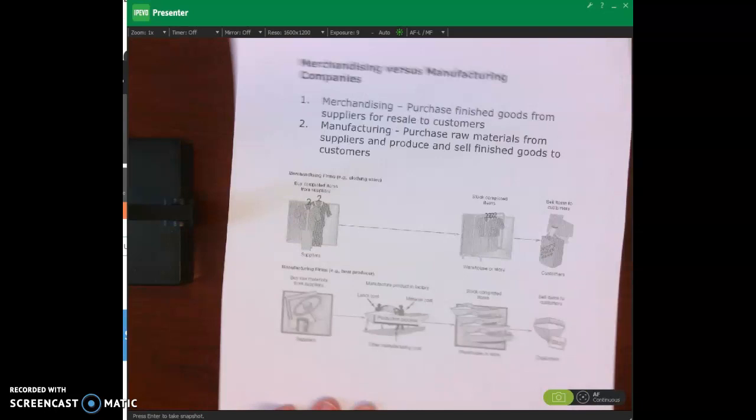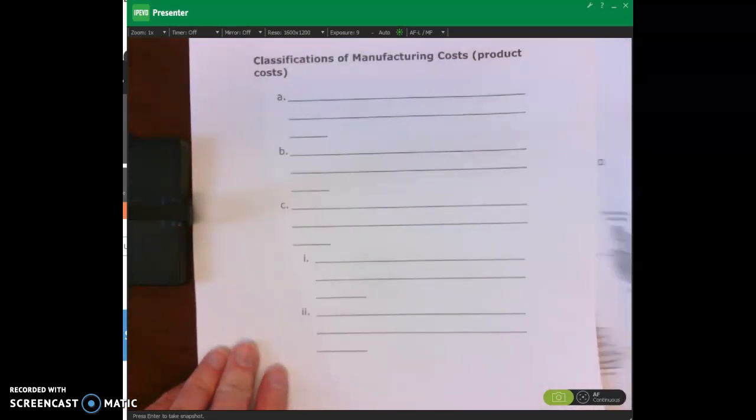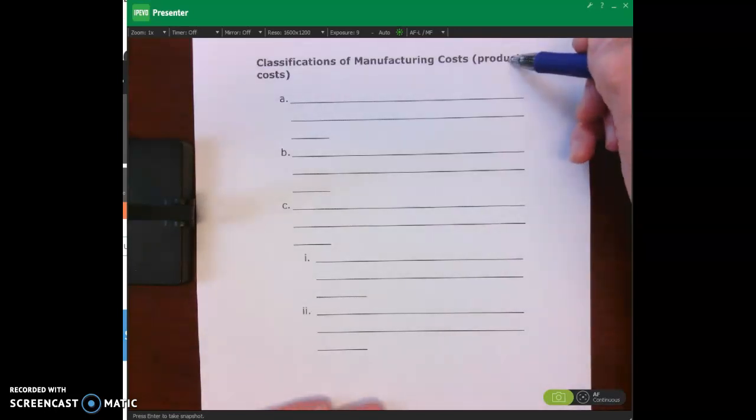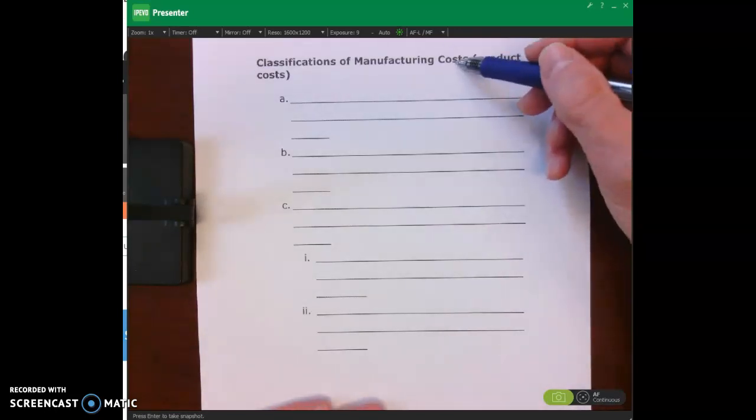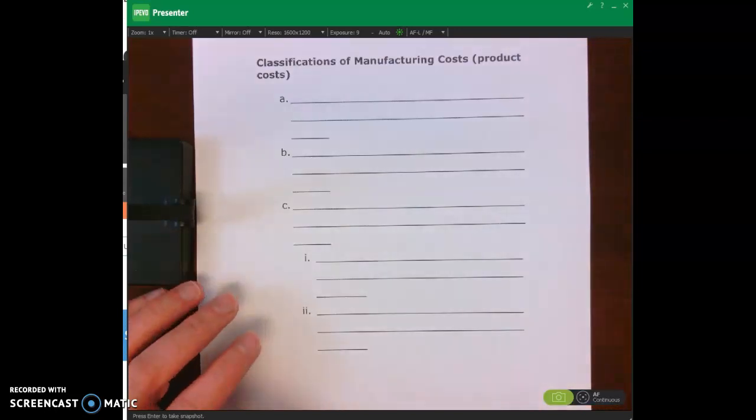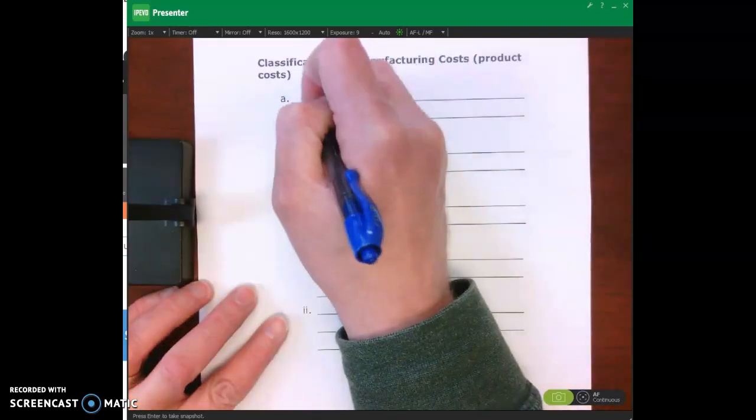There are a couple types of costs that manufacturing firms have, and we need to make sure we understand these. These are the types of costs that show up in the products that the company makes. That's why they're called product costs. And there are three categories.